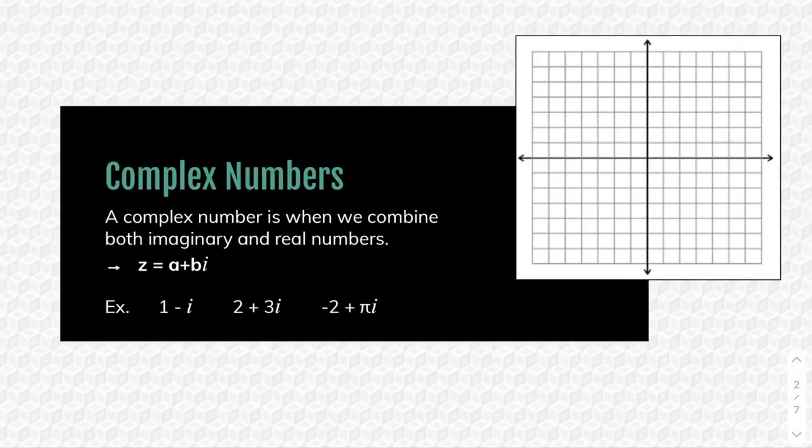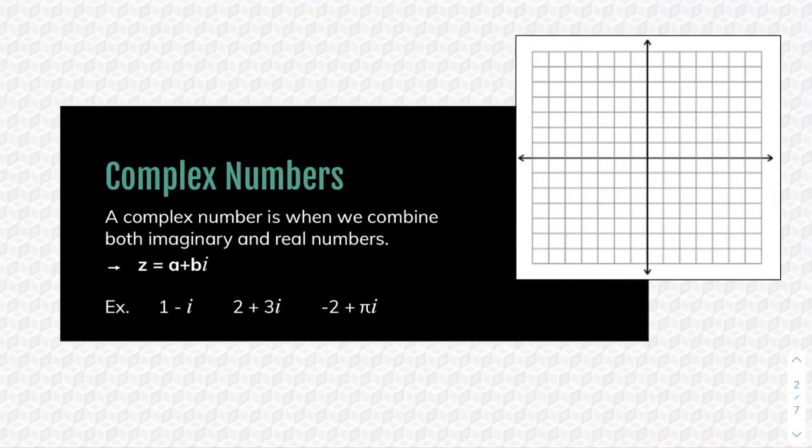Complex numbers are simply the combination of both imaginary numbers and real numbers. Just because the name is complex doesn't mean these numbers are difficult to understand. They are more like a building complex, a building where two different buildings are joined together. In their form, a plus bi, a represents a real number and b represents an imaginary number.